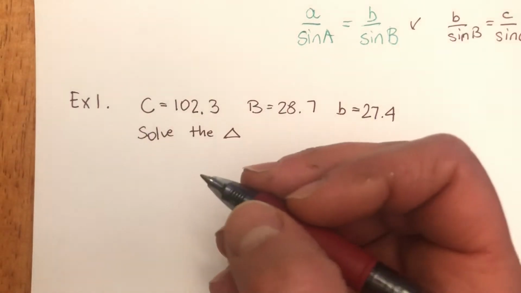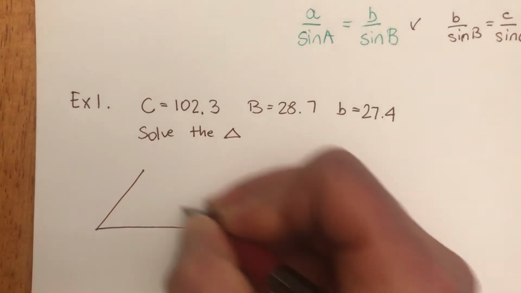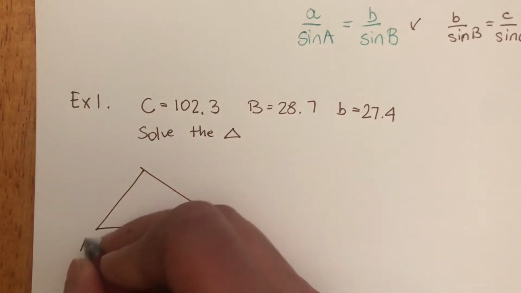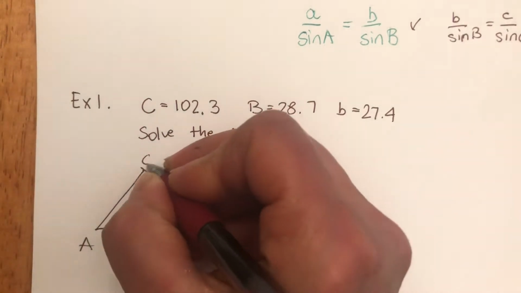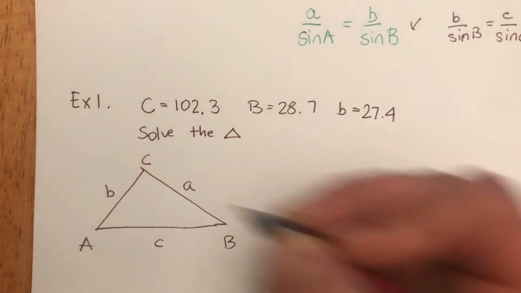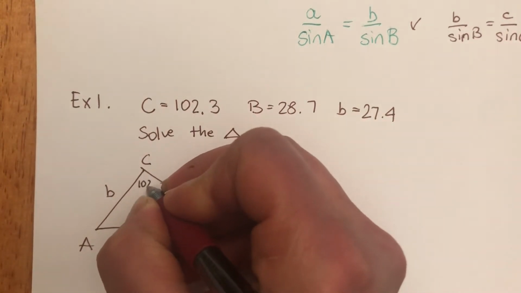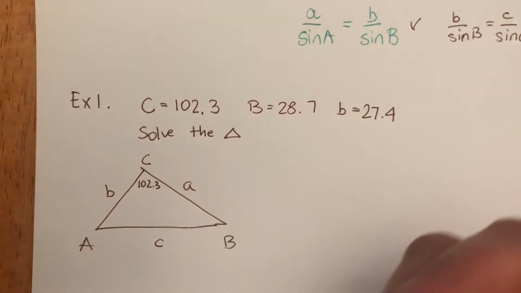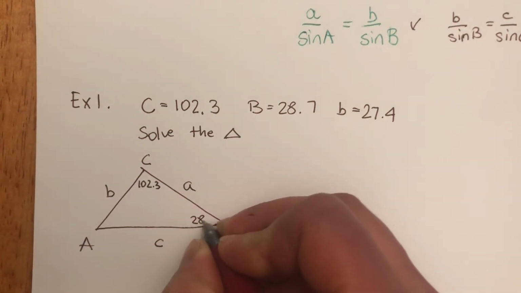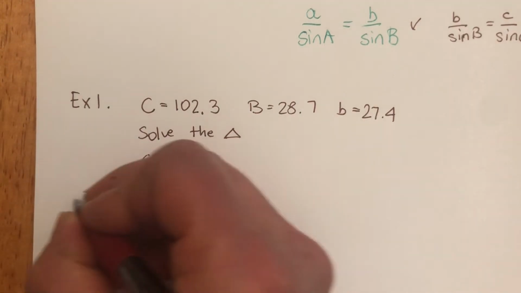All right, well, the first thing, as always, draw a picture so you know what we are talking about. I am going to name this triangle A, B, and C. Therefore, I know that this is A, this is C, and this is B. And the given information says that this is 102.3. Look at this one, it almost looks like an obtuse angle. B is 28.7. And side b is equivalent to 27.4.